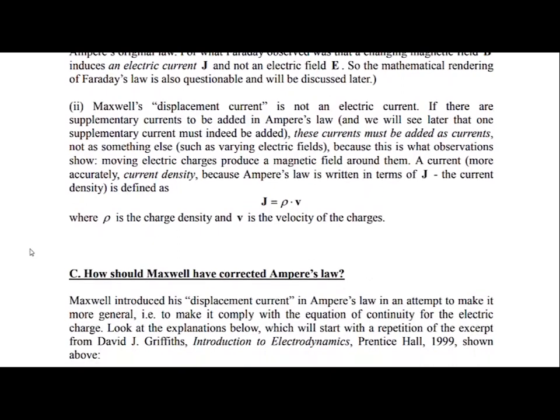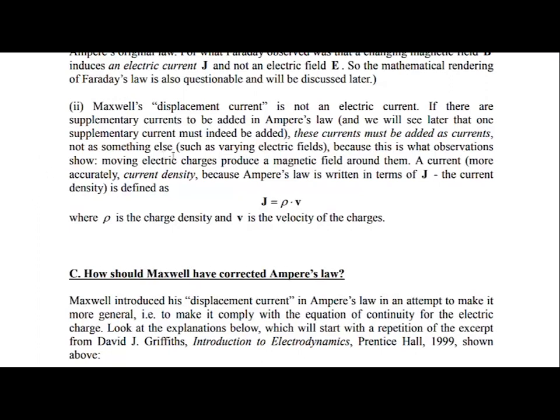So let's move on. Maxwell's displacement current is not an electric current. If there are supplementary currents to be added to Ampere's law, and we will see later that one supplementary current must be added, these currents must be added as currents and not as something else, such as a varying electric field, because this is what observations show.